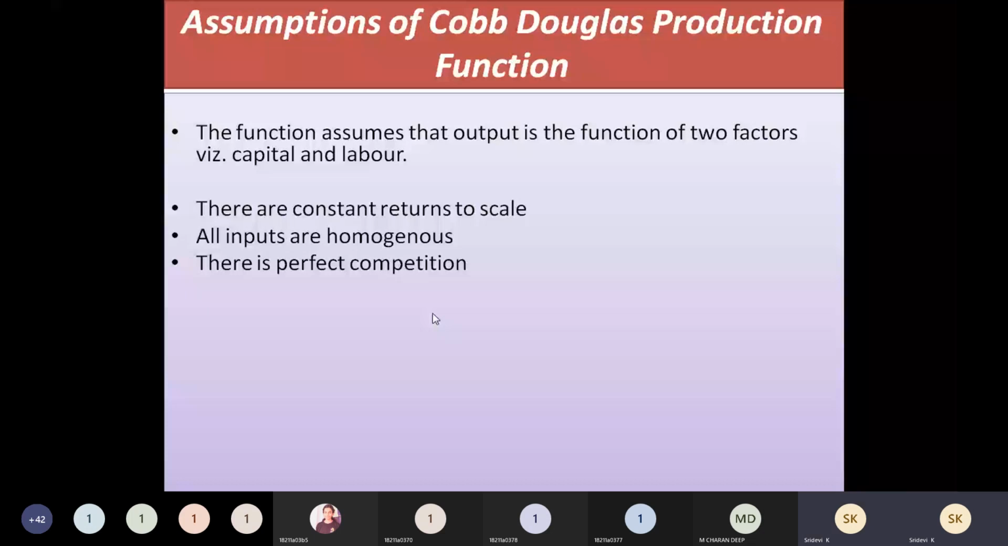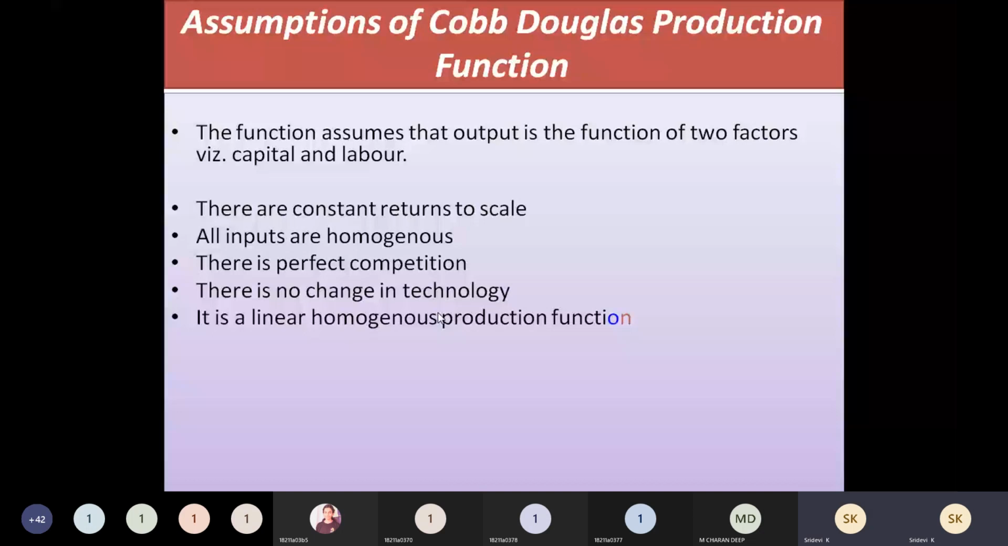So if this market structure is going to change, automatically their law cannot be applicable. Production function cannot be applicable. And they feel that there should not be any change in the technology also, because they are going to bring change in the capital and labor. The other factor is technology. They kept that technology to be constant.